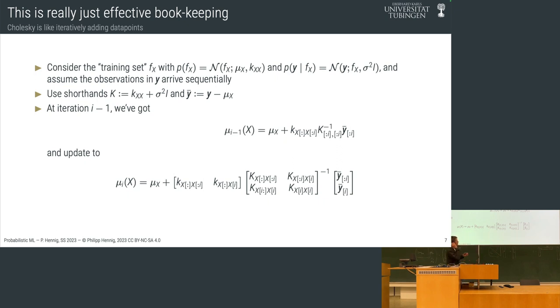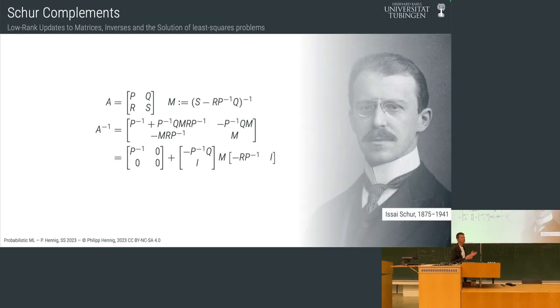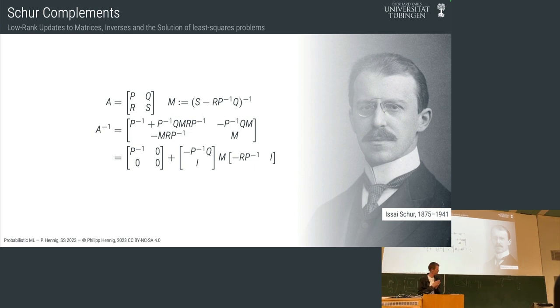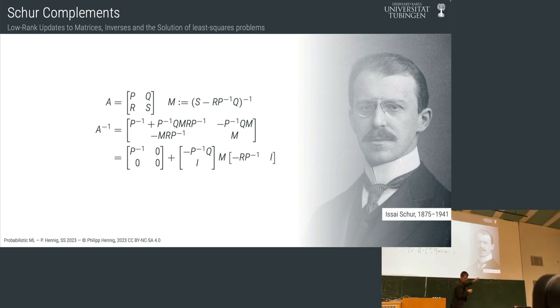And so we could think about how to compute this matrix inverse, but actually we don't have to, because Issai Schur already did it for us in the, I don't know, 1940s or so. No, 30s probably, because he was dead by 1940. Actually, much earlier, he did this already during his PhD. Yeah. And he provided this equation, which you can find in various textbooks in this form.